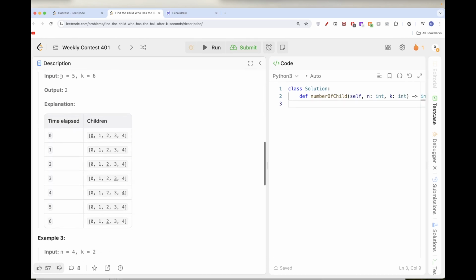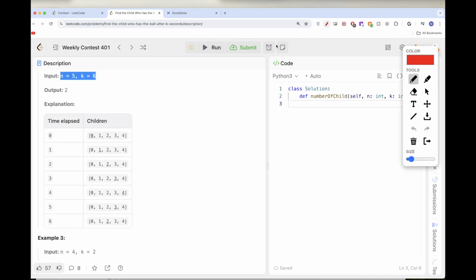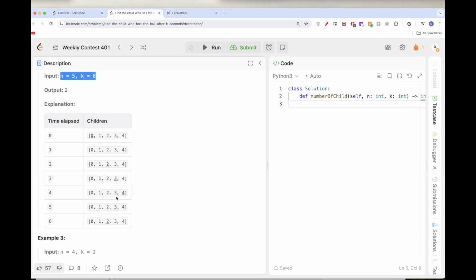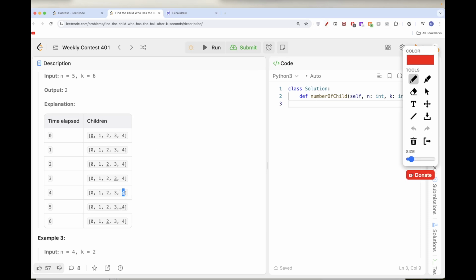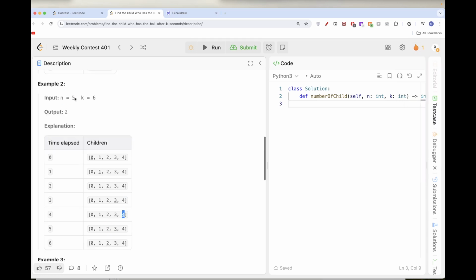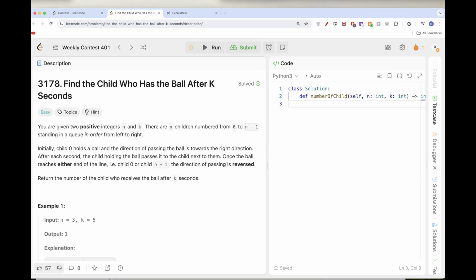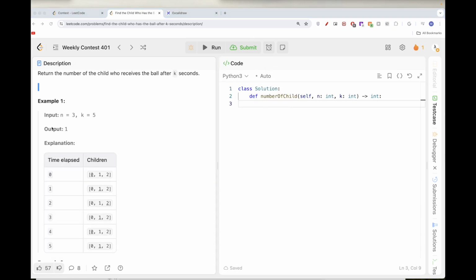Now if you look at this one, n equal to 5, k equal to 6, same thing. We go all the way until 3 passes it to 4, so we passed it to 4 at second 4, and then we have to reverse direction, so we pass it to 3 and then we pass it to 2. Now the last one that has it is 2, so we return 2. So that's the idea. Now how do we solve this? Okay, so how do we tackle this?